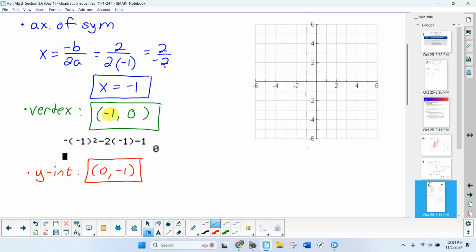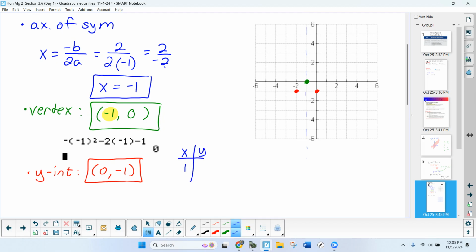All right, so I'm going to plot those 2 points on here. The vertex is at negative 1, 0, so over 1, up 0. And the y-intercept is over 0, down 1. Now, I could reflect this point over here, so I'm just going to go ahead and do that. How many points do I usually tell you you need to have? 5. Okay. So what other point do you guys want to pick to round out our points on this graph?